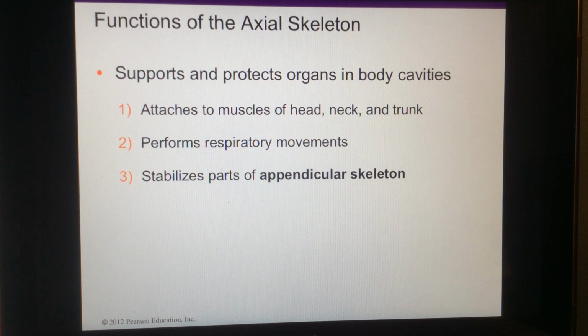And then stabilizes parts of the appendicular skeleton, and that's going to be your pectoral and pelvic girdle with the upper and lower limbs. Now, the joints of the axial skeleton overall are going to permit very limited movement, but they're very, very strong. It's heavily reinforced with ligaments. There are bone-to-bone joints. Not a lot of movement, but provides a great deal of stability. Brain, heart and lungs, and again, spinal cord, but you do not have protection for those abdominal pelvic organs.